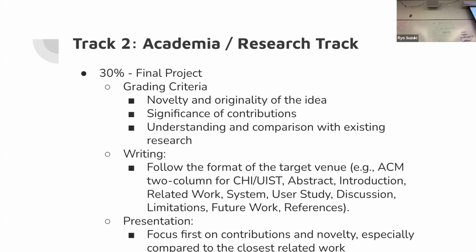So the grading criteria is more like the novelty and originality of the ideas, the significance of the contribution, and understanding comparison with the existing research. This is pretty much the same as how review works in academia. And for the writing, just try to write like an arXiv paper.